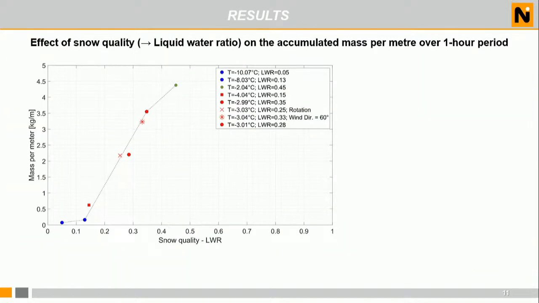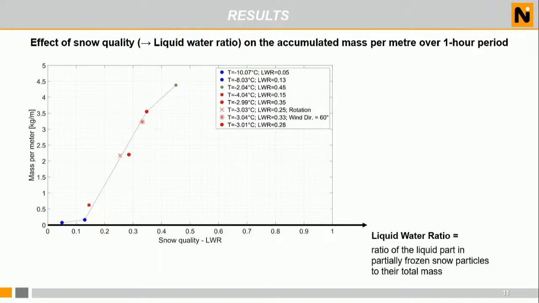So some results. Here we see the accumulated mass, the accreted mass per meter in 1 hour of test. And on this axis, we see what we call the liquid-water ratio. It tells you how wet the snow is, so how sticky the snow is. It varies between 0 and 1 in non-dimensional terms. At 0, you have ice. At 1, you basically have rain. In between, you have snow, which is a mixture of liquid and solid phases.